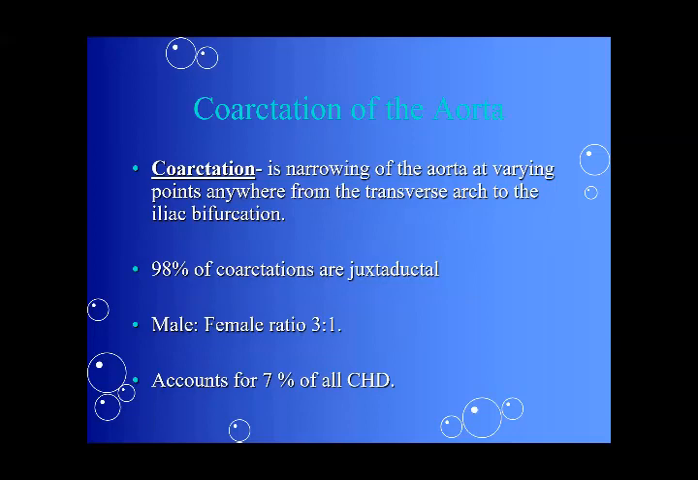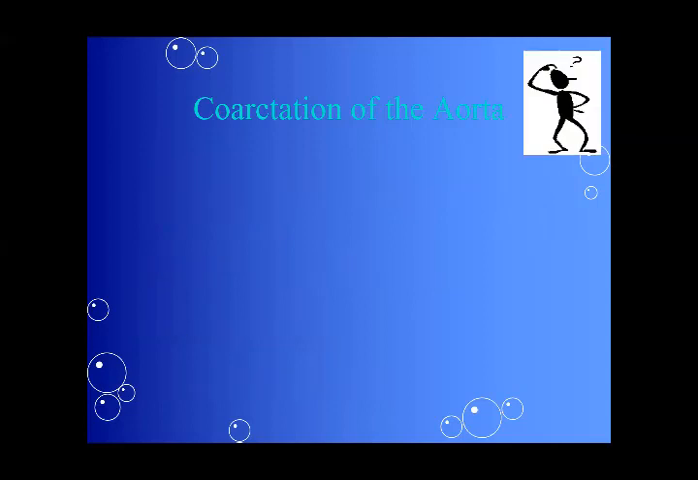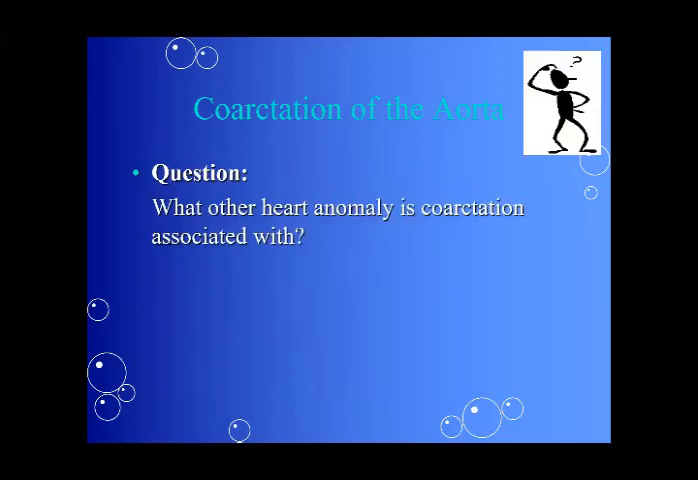Male to female ratio is 3:1. It accounts for some 7% of all congenital heart disease. Coarctation of the aorta: the question is, do you know which disease this heart anomaly is associated with? Very common. You have heard about this and read about this previously. Coarctation of aorta. Anyone?